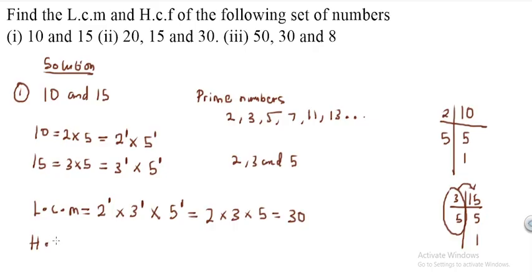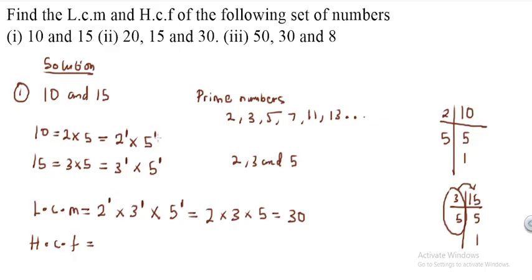For the HCF, I'll be looking for prime numbers that appear in both 10 and 15. If I look at the prime number 2, it only appears in 10, but it doesn't appear in 15, so I'll leave it out. If I look at 3, 3 appears in 15, but it doesn't appear in 10, so I'll leave it out. If I look at 5, 5 appears in 10 and it appears in 15. So now I'll pick the one that has the smallest number of appearances.